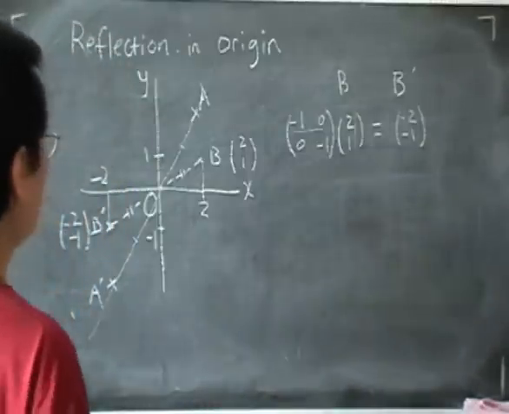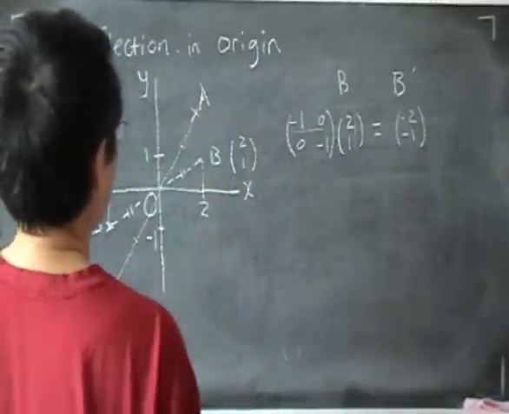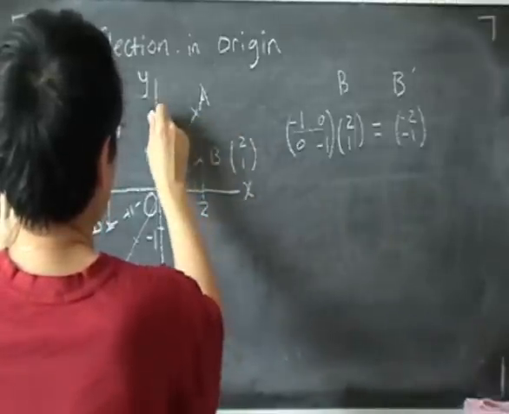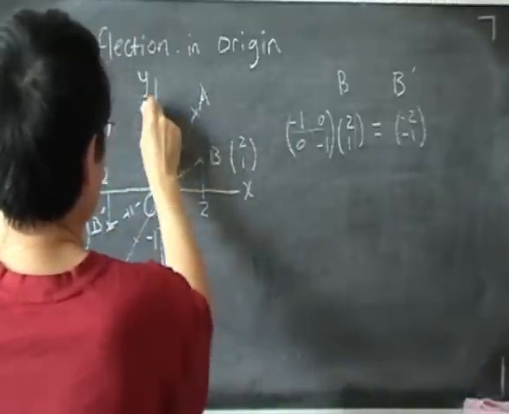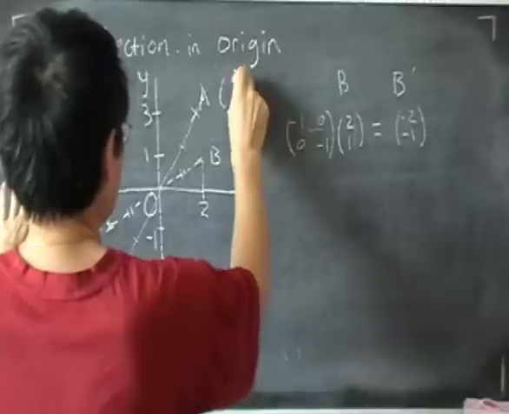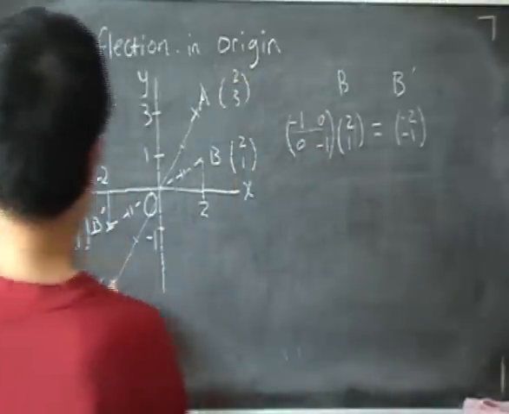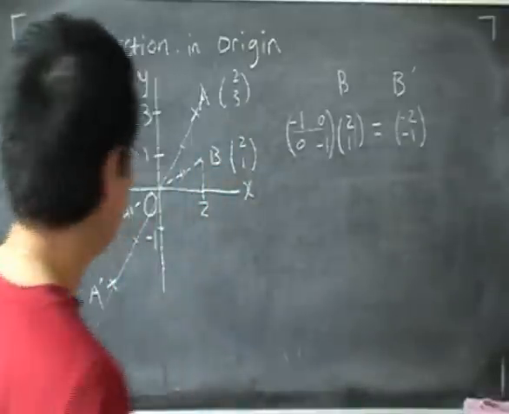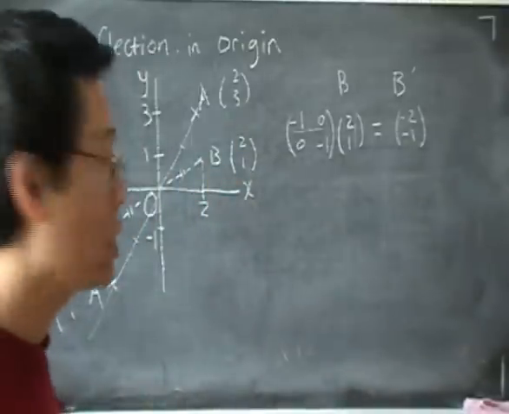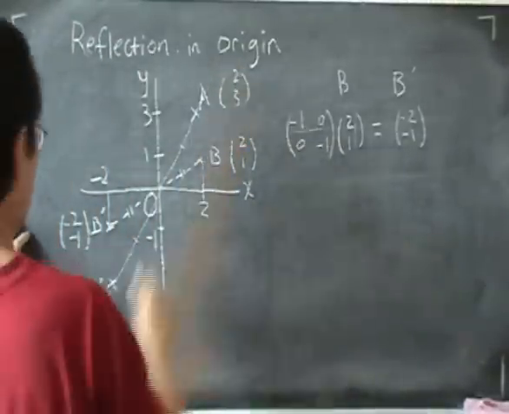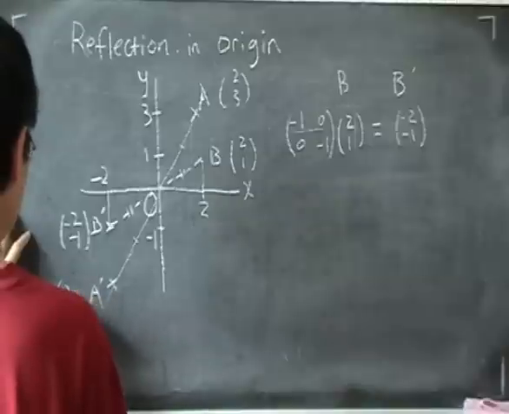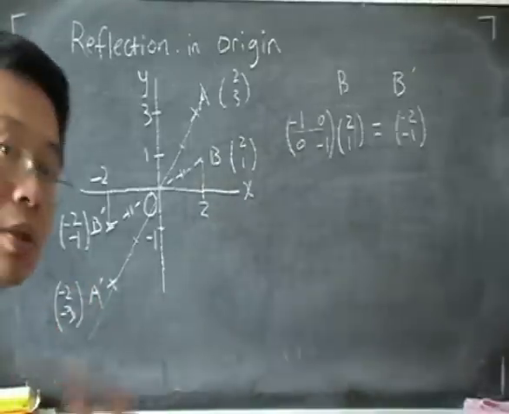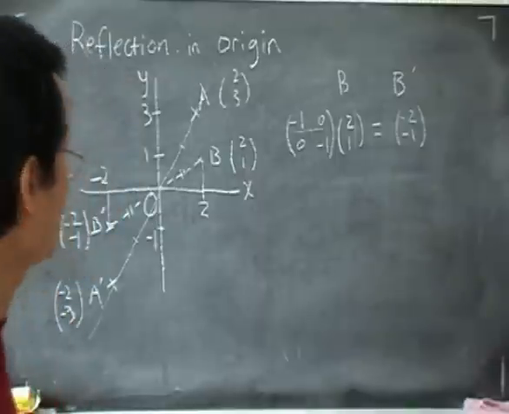So let's just try it with A. Okay. Now suppose the coordinates of A is 2, 3, and A prime is, as we understand from B, we just have to add minus signs to 2 and 3, so it should be minus 2 and minus 3.